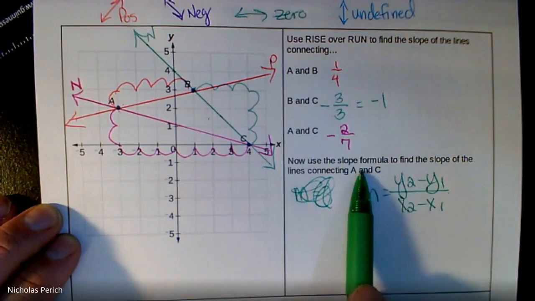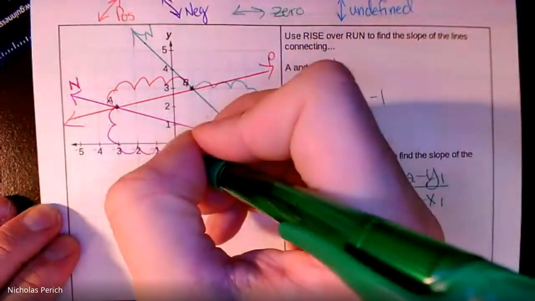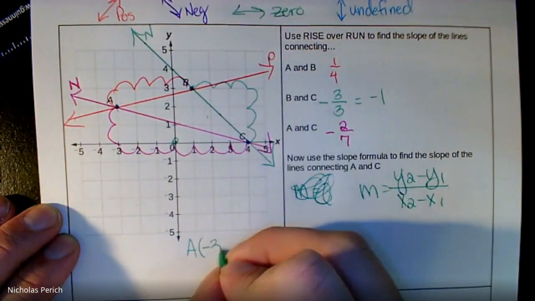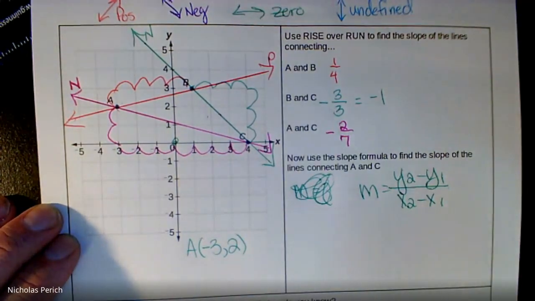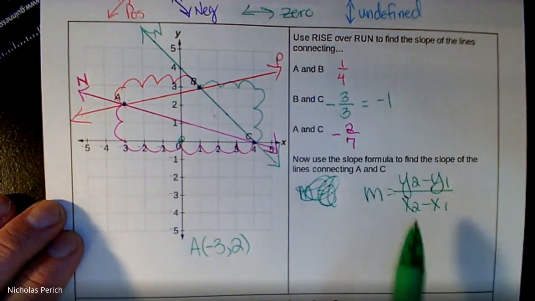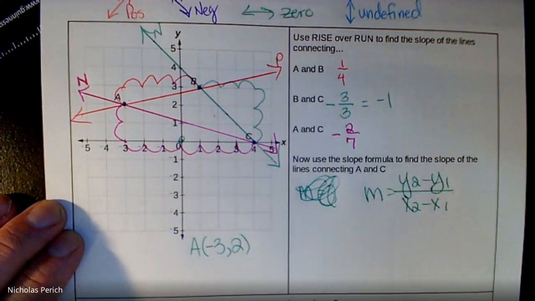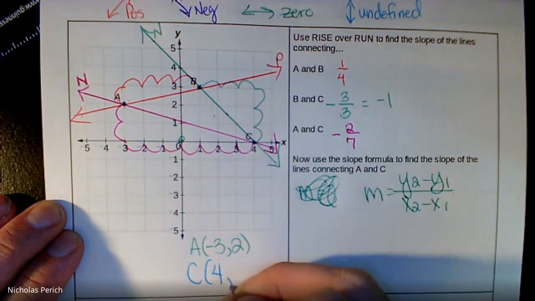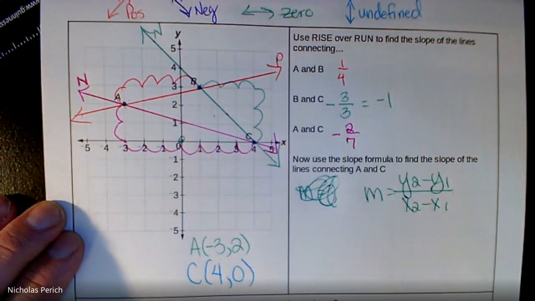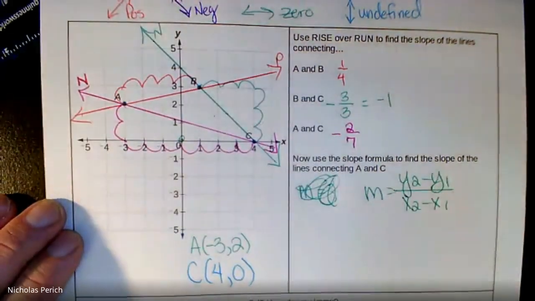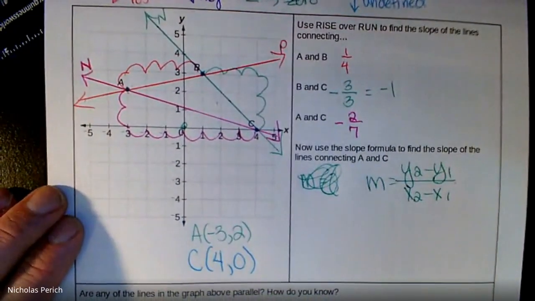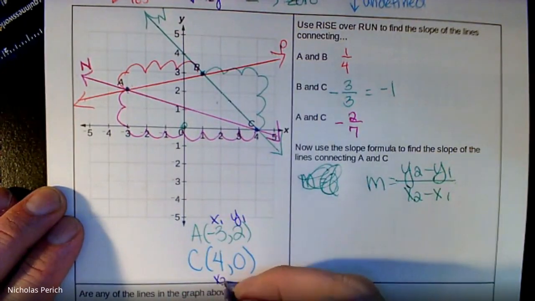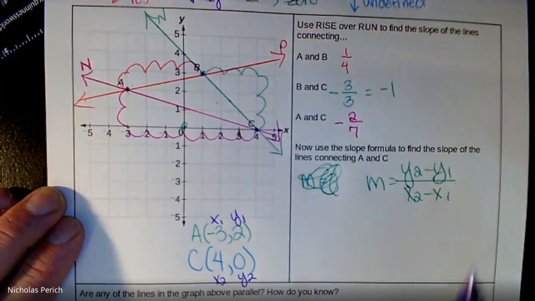It wants me to use points A and C. So A is left 3 up 2, so A is the point negative 3, positive 2. And C is the point where I go right 1, 2, 3, 4 and don't move. So what I do to do the slope formula is I mark my points, x sub 1, y sub 1, x sub 2, y sub 2, and then I plug them into that formula.